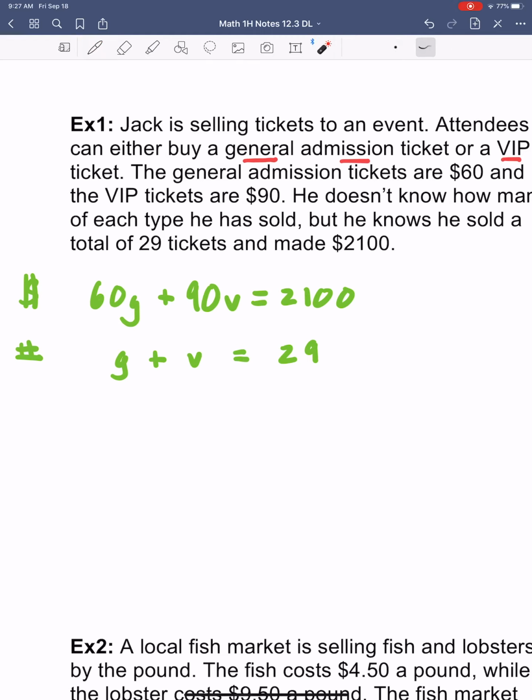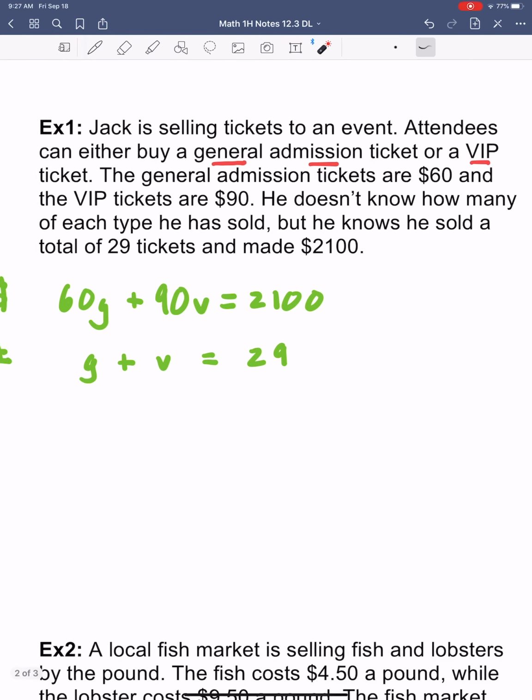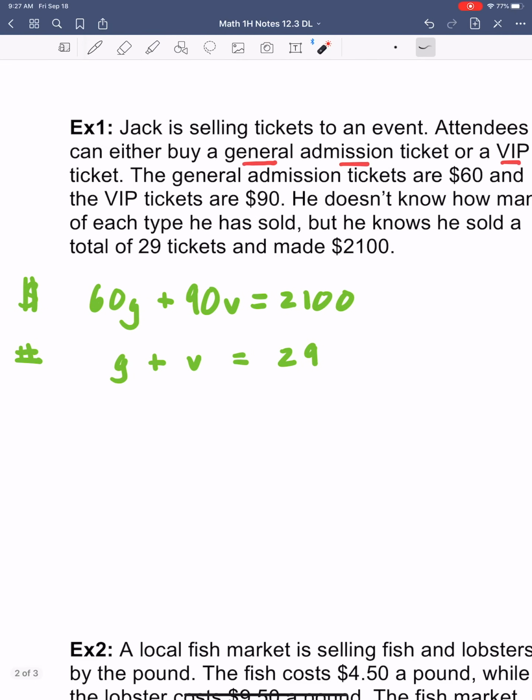Okay, but we know that the value of these general admission tickets are $60, so I have 60G plus 90V, and then that equals the value of this thing, which is $2,100. So notice everything with a money sign here, all the money here, is in the same equation, right? All three of those pieces, 60, 90, and 2,100, are all in the same equation. And then we have this amount equation, which is the number of items he sold. Okay, and so for this one, we have G for general admission, V for VIP, and it says that they sold a total of 29 tickets, so that equals 29.